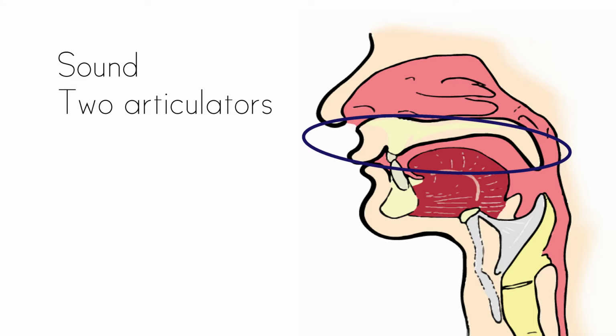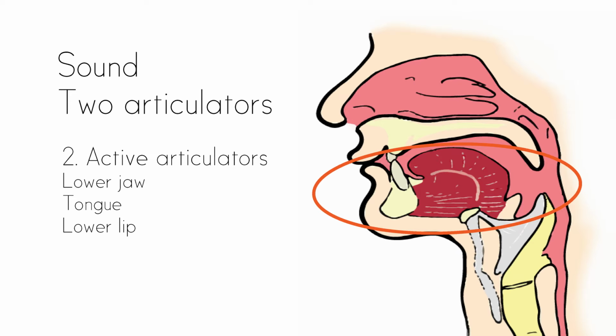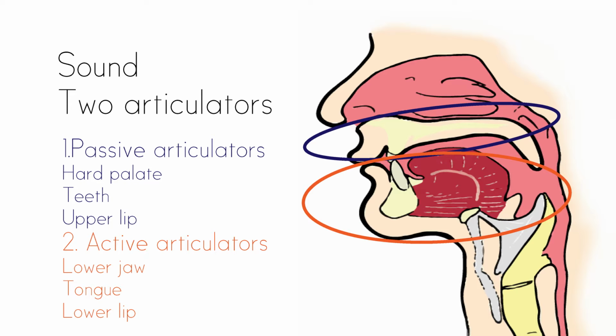For every sound, two articulators are involved. One is on top of the oral cavity, the mouth, which is fixed. The hard palate, the upper teeth, they don't move. But the jaw moves, so the lower part of the mouth can move up and down and come into contact with the upper part of the mouth. Whatever you get in the lower part, which moves, are the active articulators, which come into contact with something on top, which doesn't move, and they are called the passive articulators.